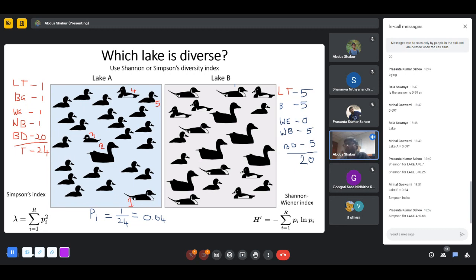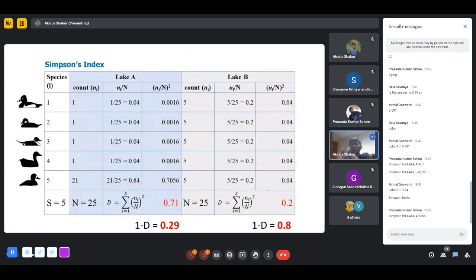Okay, so should I move on to the next slide and show how for each of these indices for these two different lakes? Or should I wait for you to calculate and compare your answers to the ones that I show? Okay, I will take it as a no and then I will move.